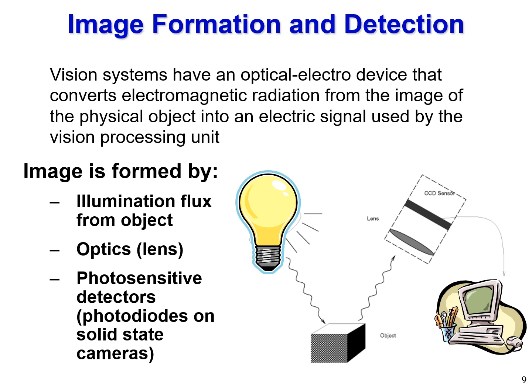Image formation and detection occurs by an optical electro device that converts the electromagnetic radiation from the image of the physical object into an electrical signal, which can then be used by a vision processing unit.